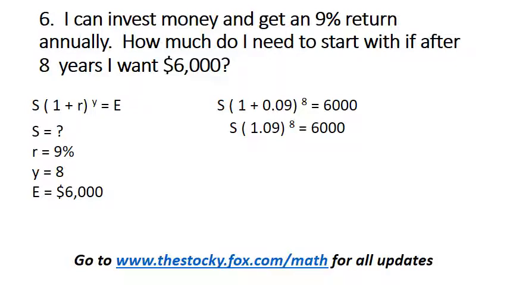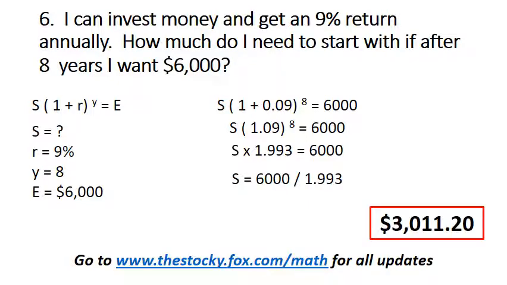We simplify that to S times 1.09 raised to the 8th equals 6,000. We calculate that 1.09 raised to the 8th is 1.993. So we have S times 1.993 equals 6,000. We divide both sides by 1.993 and we get S equals $3,011.20.